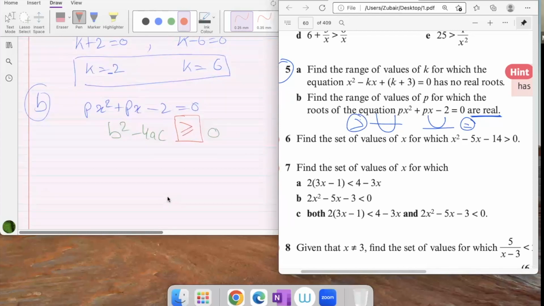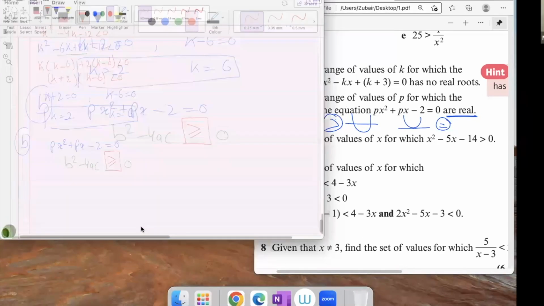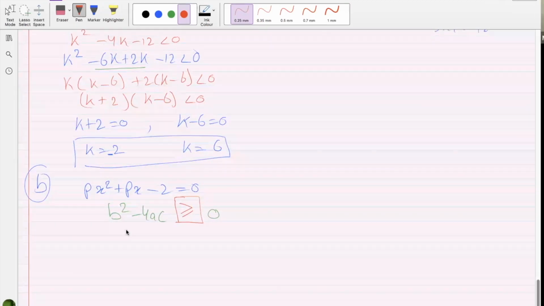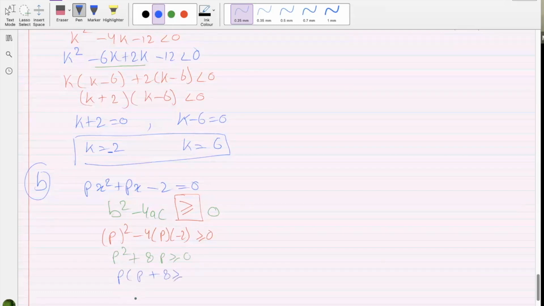So roots are real, solving for the unknown. B square minus 4AC is greater than or equal to 0. P square plus 8P is greater than or equal to 0. Taking out P as common, P into (P plus 8) is greater than or equal to 0, first bracket, and then we have the second bracket.